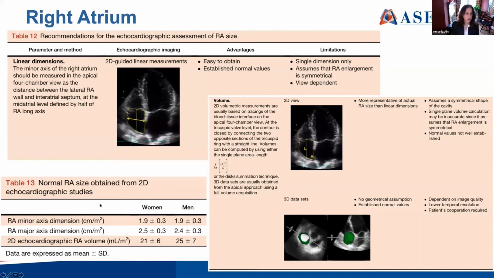Nevertheless, we do have normal values that are in, again, that chamber quantification document. And you see the normal values here, divided again between men and women. We tend to use volumes more often in our lab, and keep these numbers in mind with respect to what is considered normal. So don't forget to normalize these values according to gender.